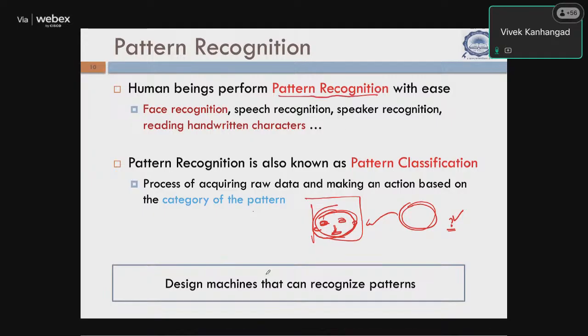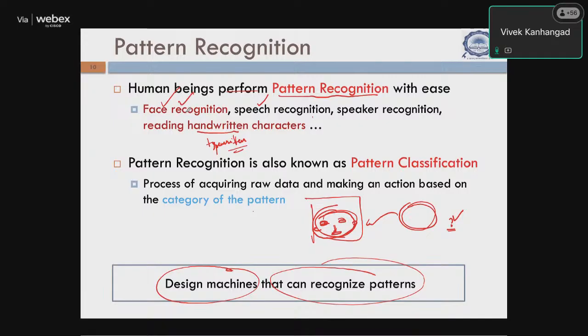Now, the field of pattern recognition is all about designing machines that can perform different recognition tasks. For example, automated face recognition. We do have such systems. It's not necessarily handwritten; it can be typewritten also. In fact, a lot of text characters on this slide are typewritten. Although I just mentioned handwritten, it can be typewritten.